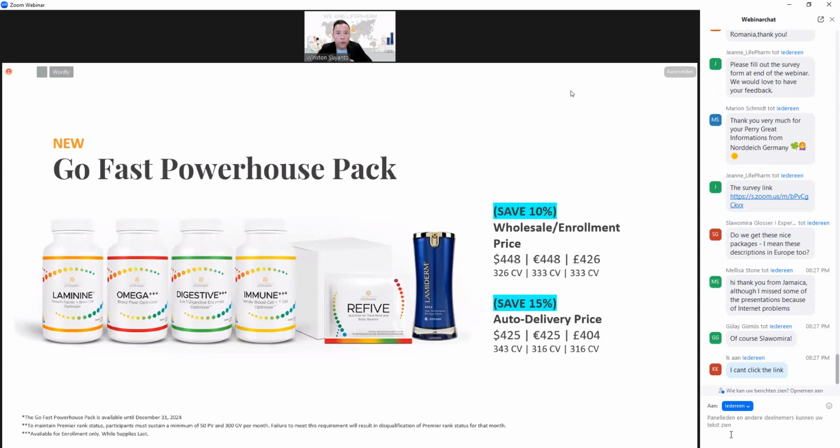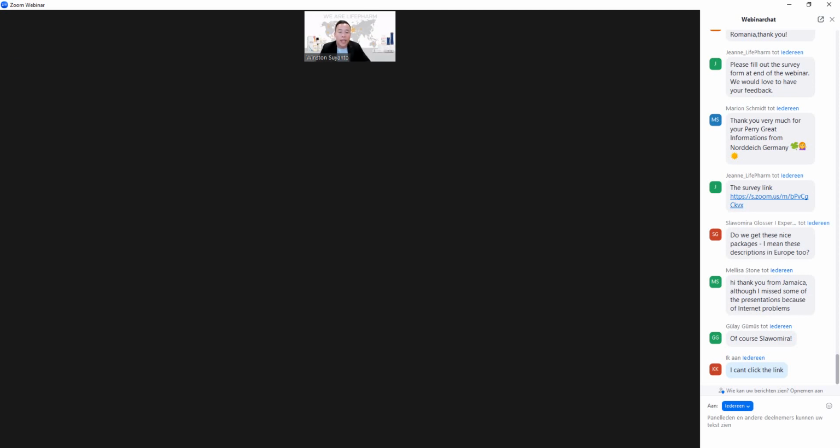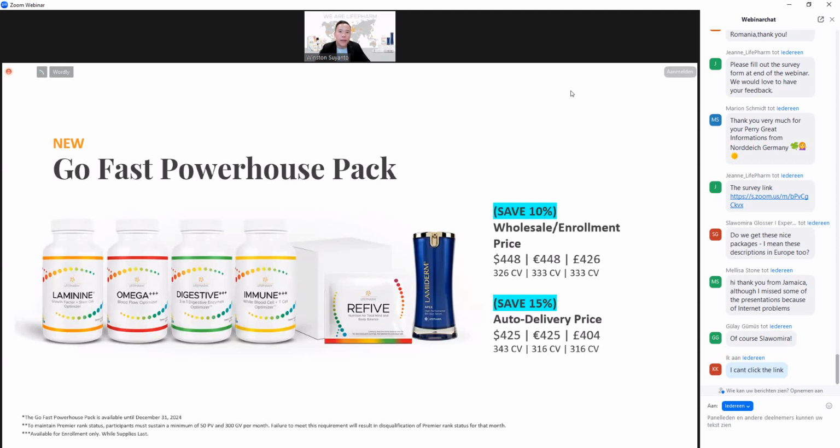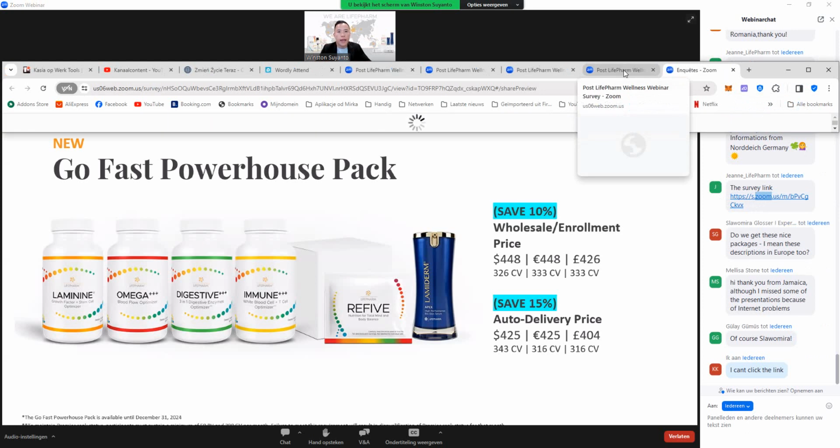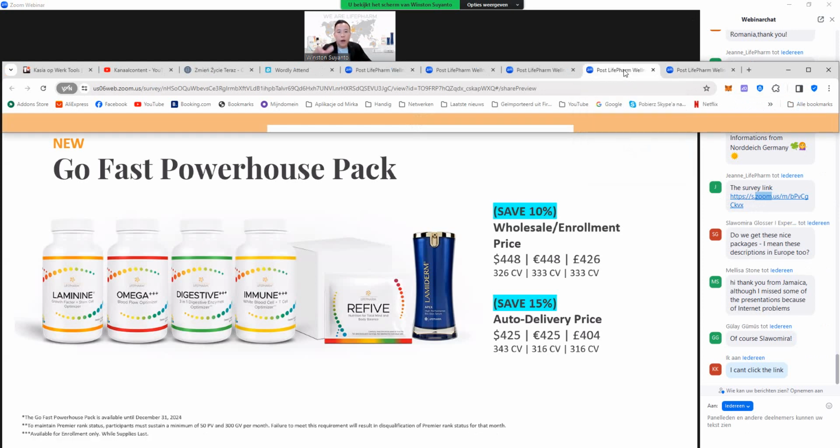Now, for those who are familiar with our Go Fast pack, this is one of our enrollment packs that we offer IBOs to enroll with. We've launched this new combination now called the Go Fast Powerhouse Pack, right? Dr. Samina talked about turning your body, which is your house, into a powerhouse, and you do that by taking the 4 supplements that we have. The Powerhouse Pack also comes with free Refi and free Lamiderm.